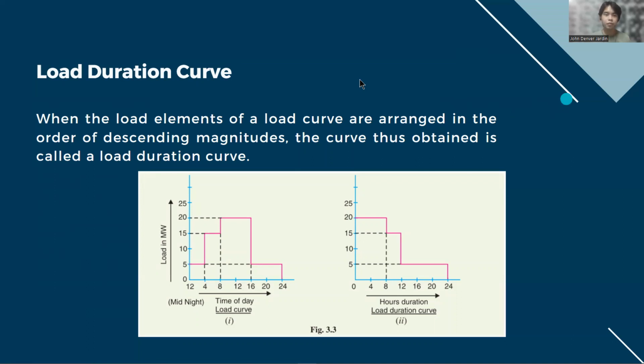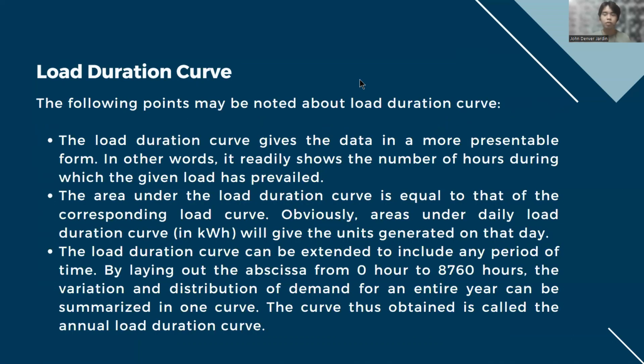Next. Note that the following points may be noted about the load duration curve. The load duration curve gives the data in a more presentable form. In other words, it readily shows the number of hours during which the given load prevailed. The area under the load duration curve is equal to that of the corresponding load curve. Obviously, the area under the daily load duration curve in kilowatt-hours will give the units generated on that day.